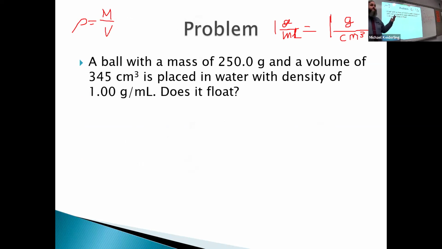So you can figure this out. Calculate the density of the ball. If the density of the ball is less than the density of water, it'll float. If it's more, it'll sink. So do you think this ball will float?